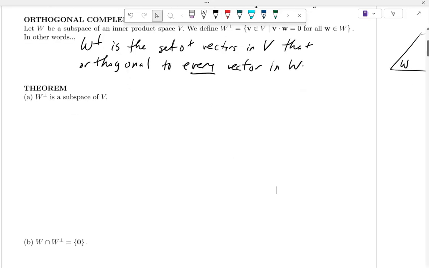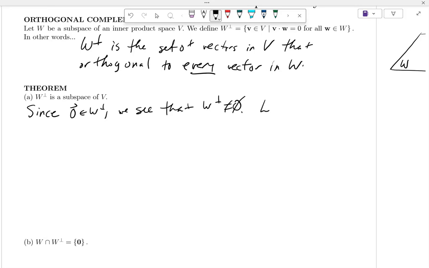All right, so let's show that this really is a subspace. To review, how do you show something is a subspace of a vector space? What do you need to show? Closed under addition, closed under scalar multiplication, right? We also need to make sure it's not empty. What vector is definitely going to be orthogonal to every single vector by definition? The 0 vector, right? Good. So since 0 is in W perp, we see that W perp is not the empty set.